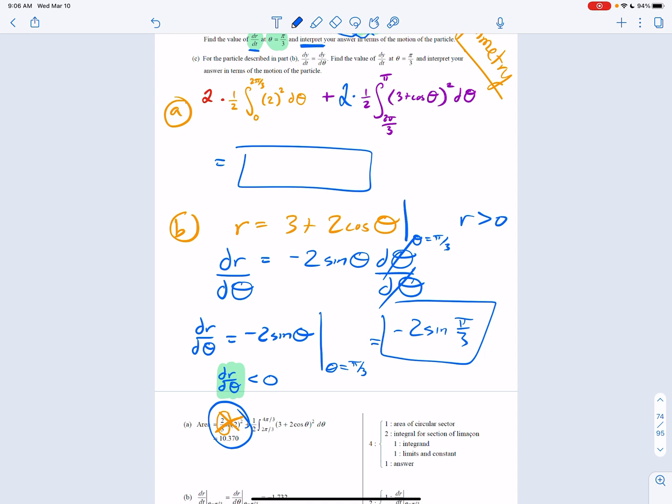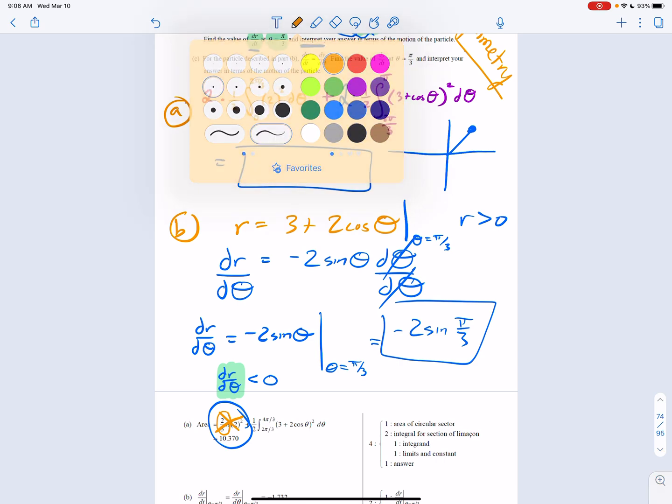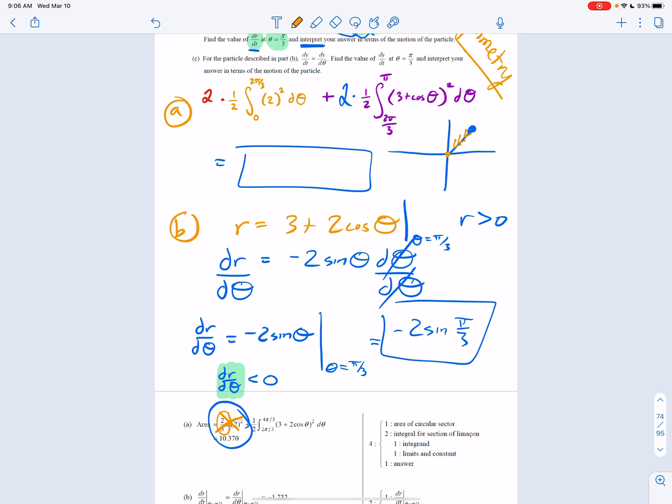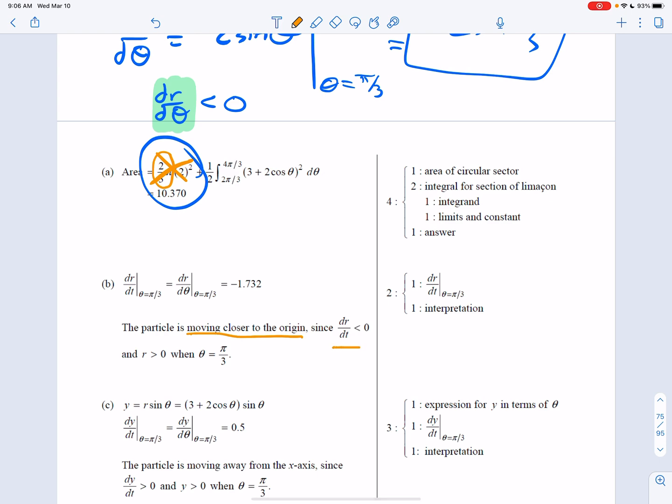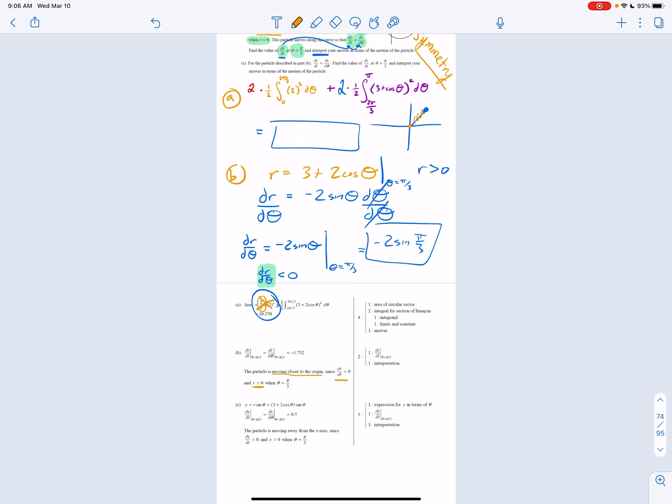Since r is positive at π/3, you're somewhere right here. But since dr/dθ is negative, that means you're going to move, let's see, wait, hang on. I'm brain farting here. Okay, so if dr/dθ is less than 0, that means r is decreasing. So that means you're actually heading towards the origin here. Let me double check. Oh, yay. Moving closer to the origin since the derivative is negative and r is positive. We did a little bit of that delta math there, okay?